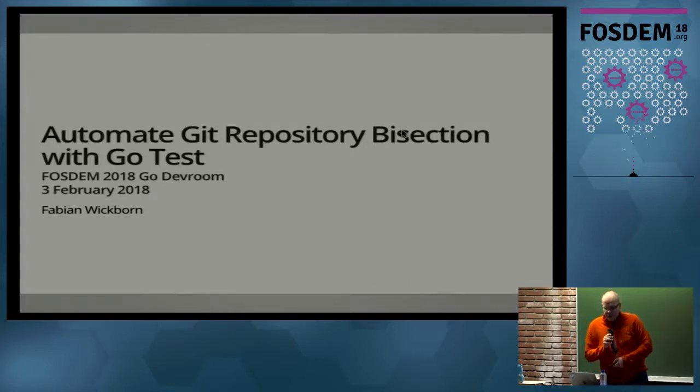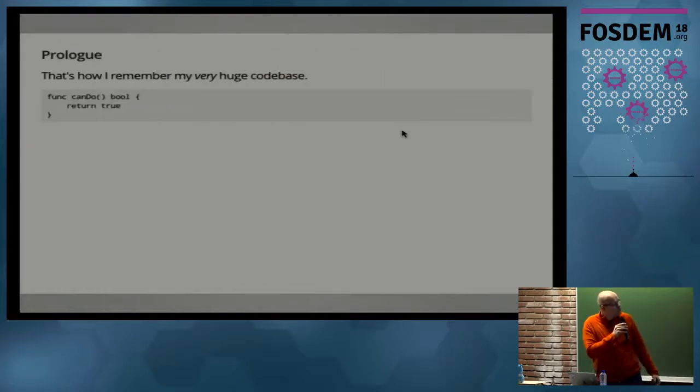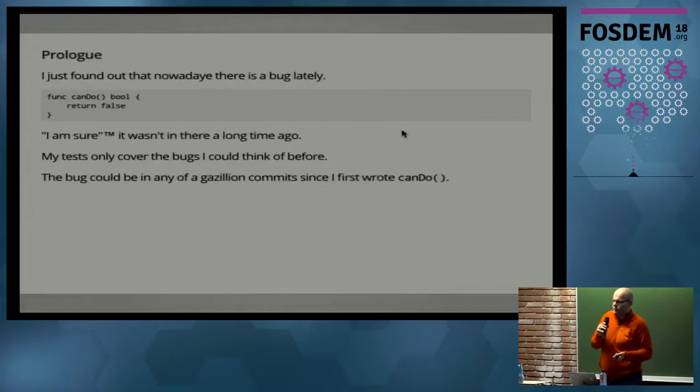So, I had a huge code base, you can see it here, and this code base was pretty solid for most of the time, and since I wrote this, many, many commits were added, and at some point a bug was introduced, and what I was thinking of my code base, how I remembered it to be, was not true anymore. And I'm really sure it wasn't that a long time ago, it was very solid before, but my tests only cover the bugs I already thought of when I wrote the code. So the bug, I could have introduced it in a gazillion of commits that have happened in between. So how do I find it?